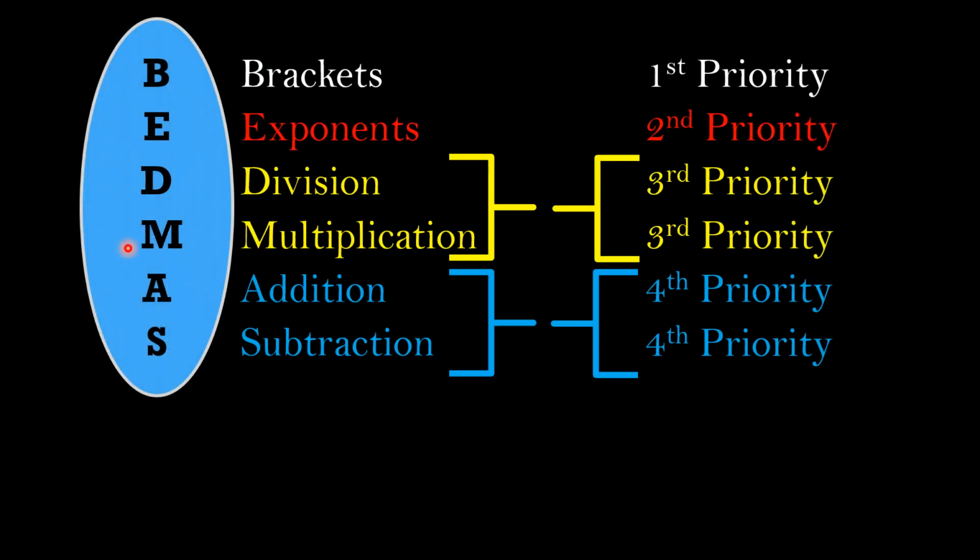So as we have mentioned, BEDMAS stands for brackets, exponent, division and multiplication, addition, subtraction. Now this is the priority list. Brackets is the first priority, exponent second priority, division and multiplication both of them third priority according to their sequence, according to their position in the mathematical expression, and addition and subtraction they are fourth priority whichever comes first.